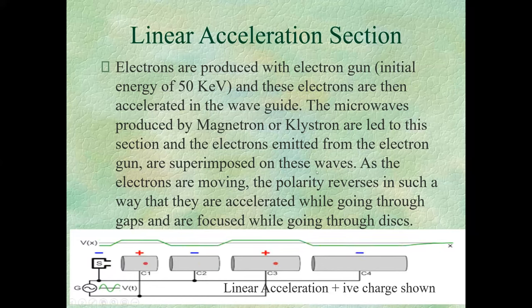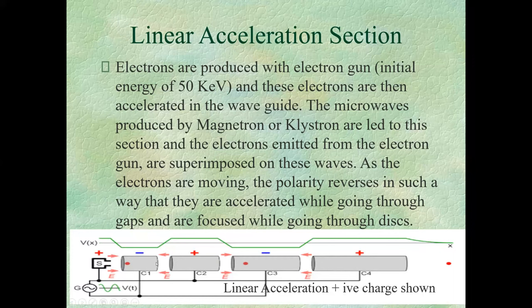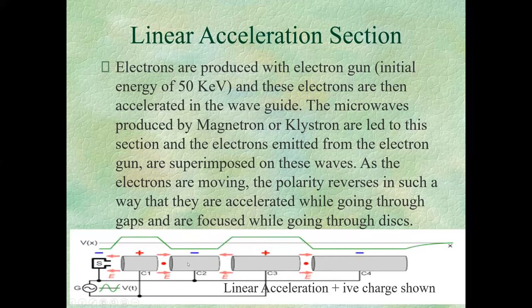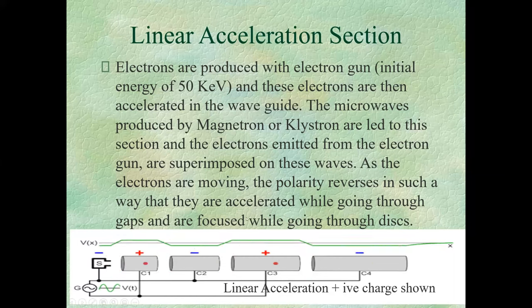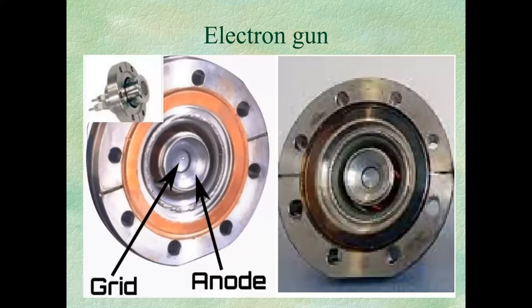As the electrons are moving, the polarity reverses in such a way that they are accelerated while going through gaps and are focused while going through the disks. So when they are going through the disks, they are focused, and when they are going through the gaps, they are accelerated. And this is a picture of an electron gun.